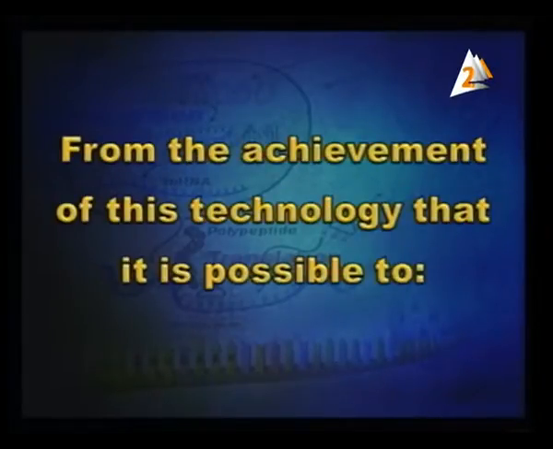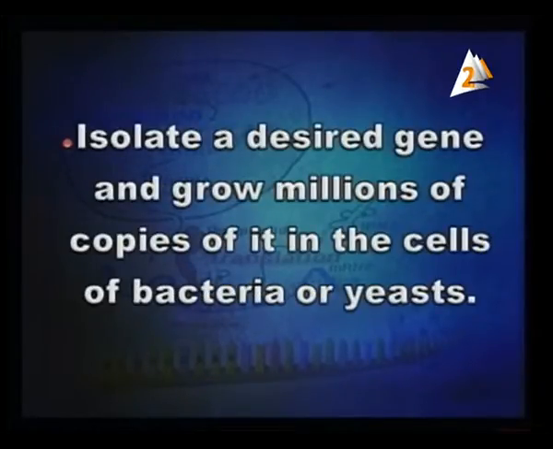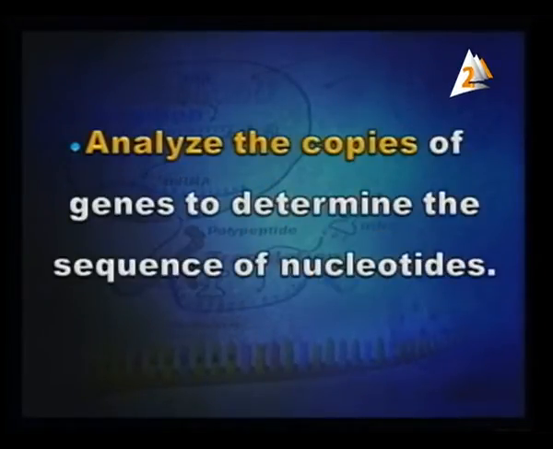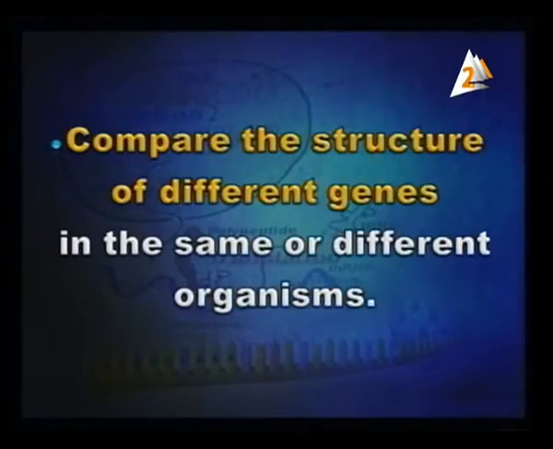From the achievement of this technology it is possible to: Number 1, isolate a desired gene and grow millions of copies of it in the cells of bacteria or yeast. Analyze the copies of genes to determine the sequence of nucleotides. Compare the structure of different genes in the same or different organisms.